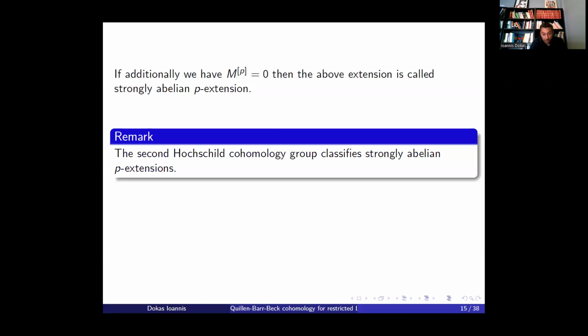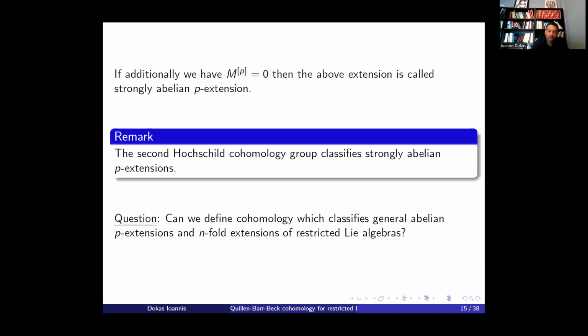And this remark has been for me the motivation to study cohomology for the category of restricted Lie algebras. Because it arises naturally a question: can we define cohomology which classifies general abelian p-extensions and n-fold extensions of restricted Lie algebras?